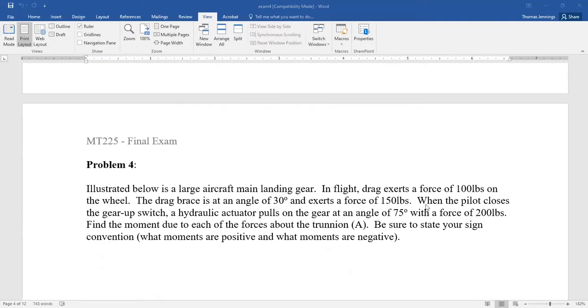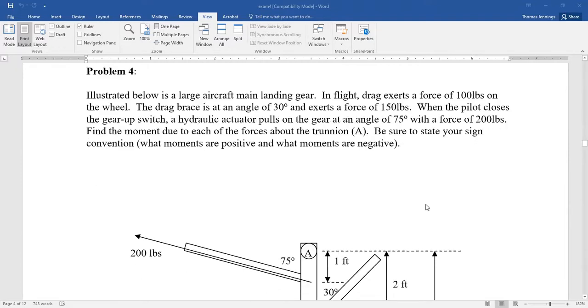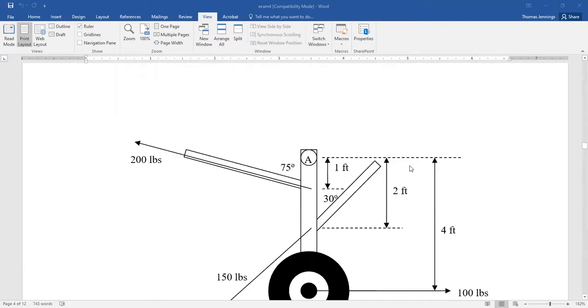But here we've got a landing gear illustrated. One of the big things we had to learn to be able to handle non-concurrent force problems was to be able to handle moments. And there's a picture here of a landing gear. I'll scroll down to it in a second. They ask here, or I should say I wrote these, find the moment due to each of the forces about the trunnion A, and be sure to state your sign convention, which moments are positive and which moments are negative.